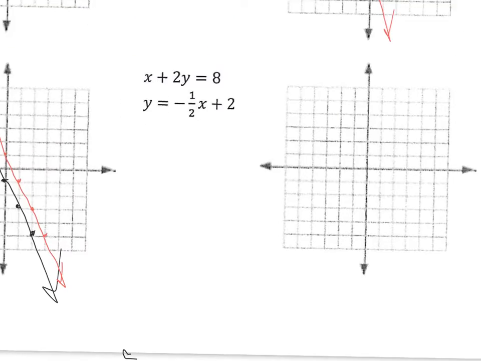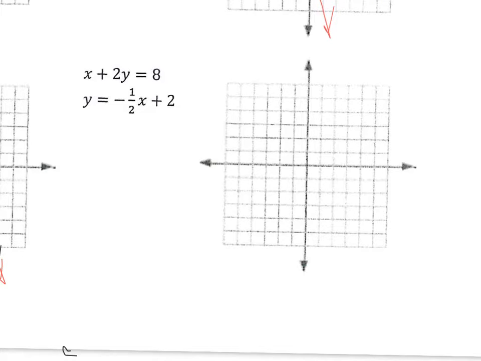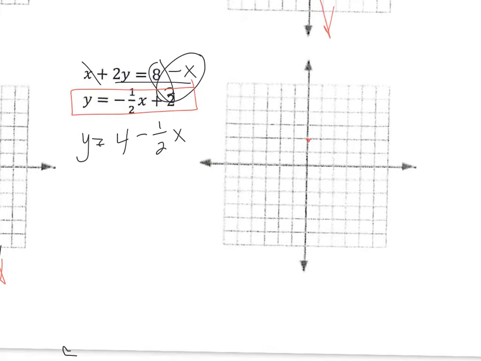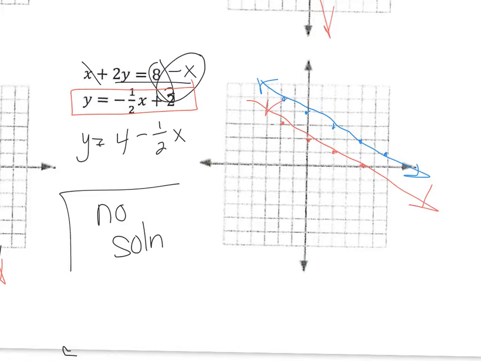So I'm going to write the next one in slope-intercept form. I'm going to subtract x and divide by 2. So it's going to be y equals 4 minus 1/2 x. So I have two lines. This line, my red line, I'm going to graph first. I start at 2 and go down 1, right 2. And the second one, I start at 4 and go down 1, right 2. In this case, the lines don't intersect, so the lines are parallel, so you're still going to have no solution as my answer.